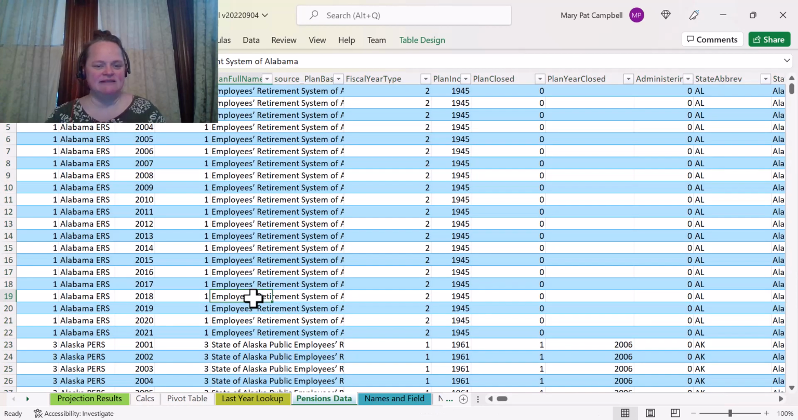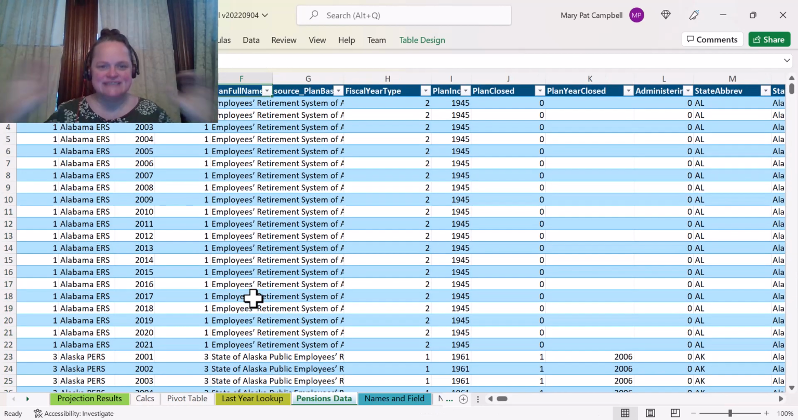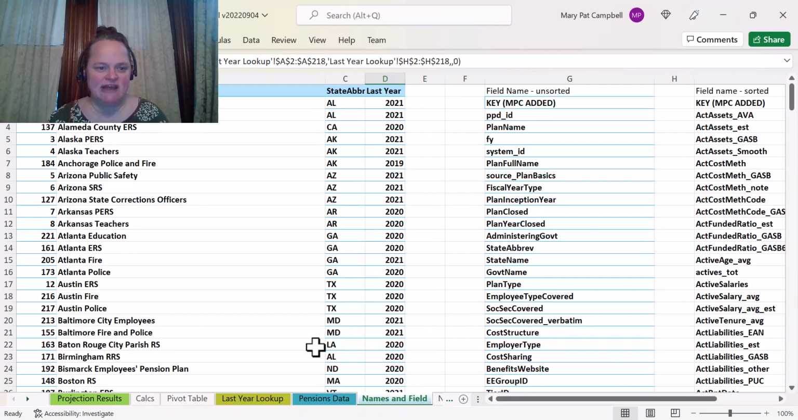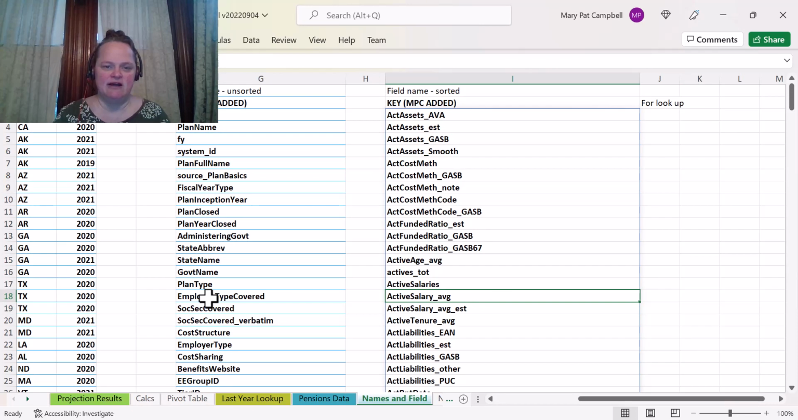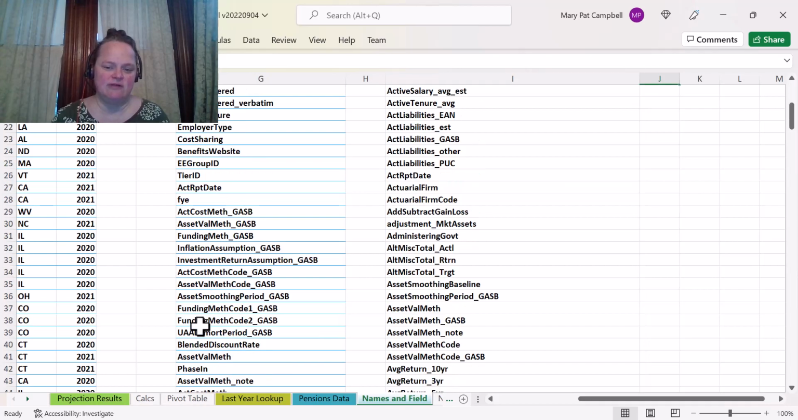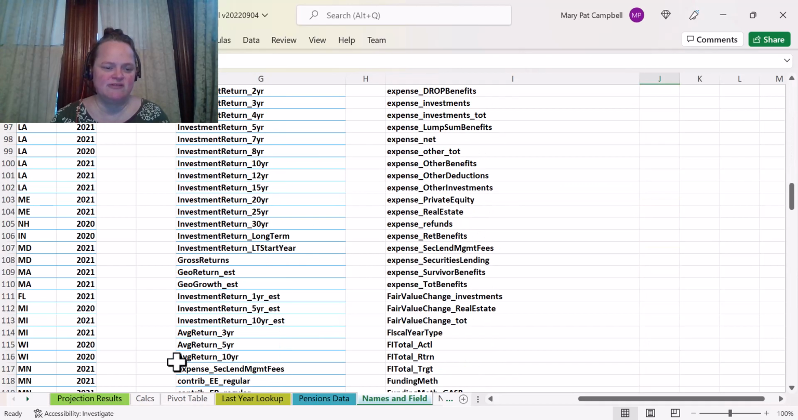The pensions data tab is actually the data drawn from the public pensions plan database. That is just the raw data dump that comes from publicplans.org, the downloadable data. This was as of September 4th, 2022. Names and field are my lookups. These are the tables that come straight, with the field name, unsorted and sorted, that I use for lookup purposes.